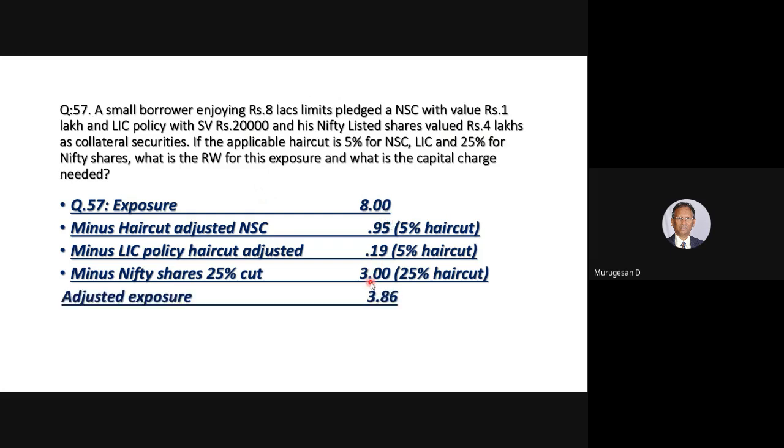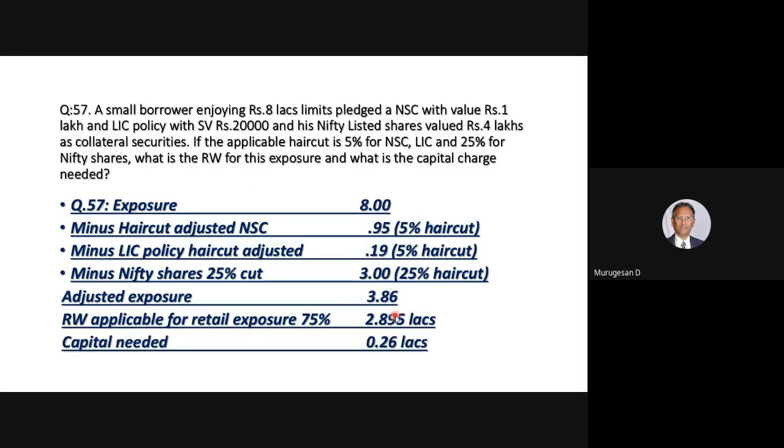8 minus this first, you minus it. Adjusted exposure. Okay, adjusted exposure means what? I think 3.86. Sorry, some calculation. Okay, retail exposure, this you minus it. So when you minus this, 3.86 lakhs, on that, 70% risk weight. On that, again capital, very low, 0.26 lakhs capital. You see? You understood? First, like this only, you have to apply the haircut also.